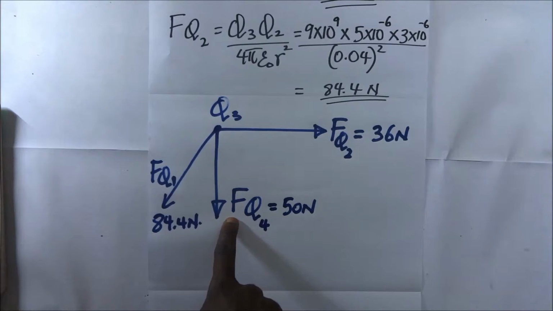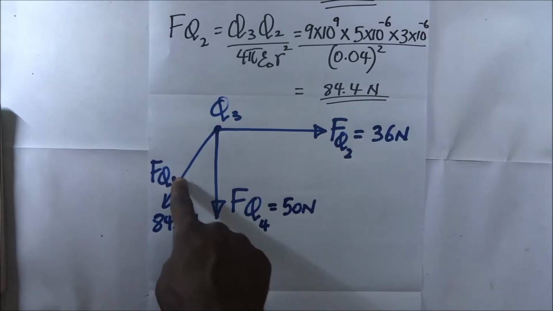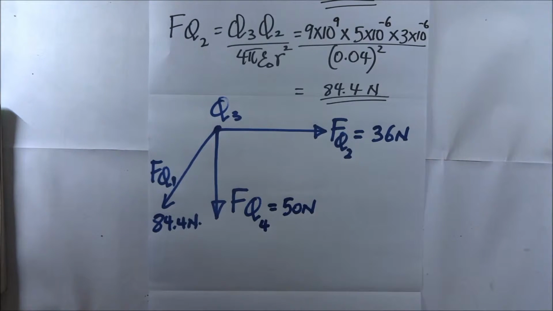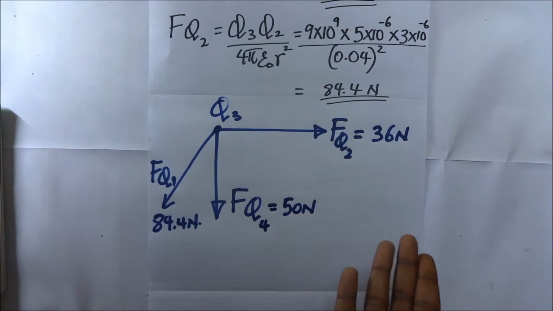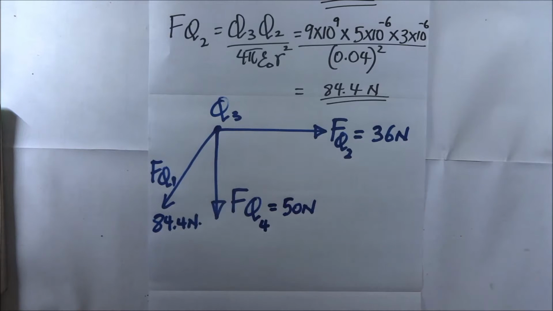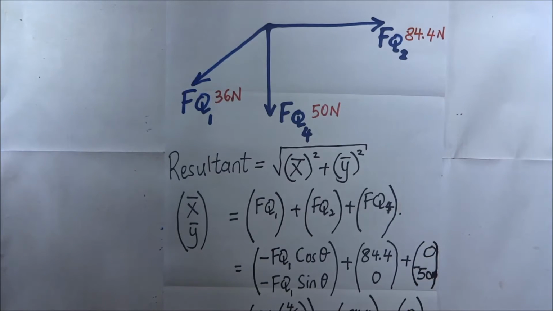So from this we are going to now resolve these forces along the x-axis and along the y-axis, and then we will be able to get the resultant of the forces. So after the analysis, this is what we have. This is our point charge, Q3. It's here.